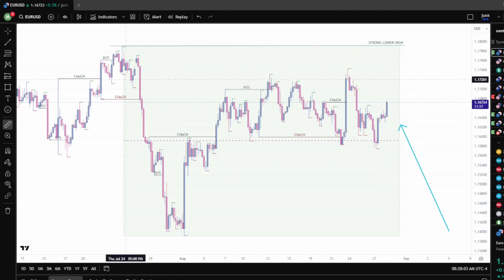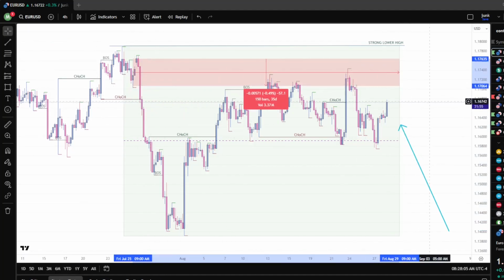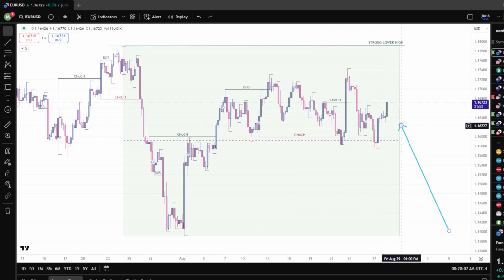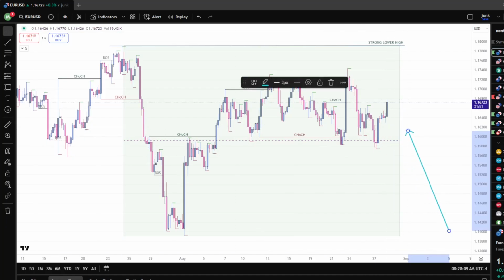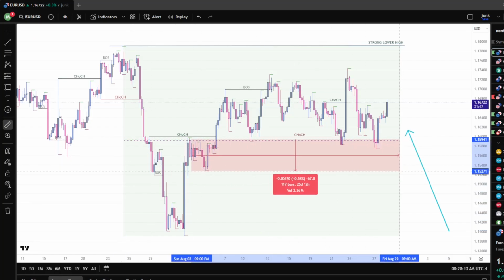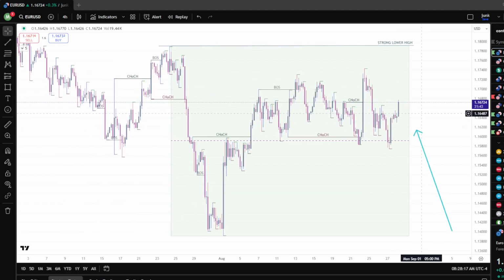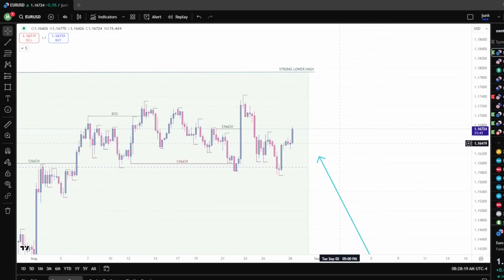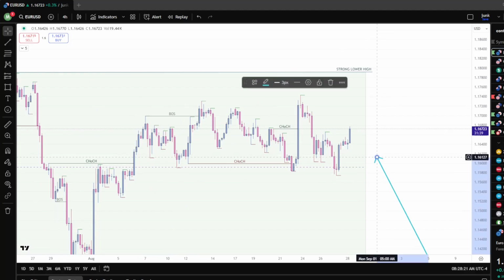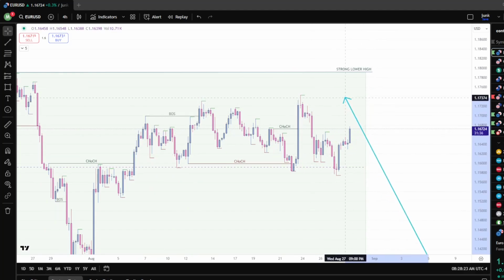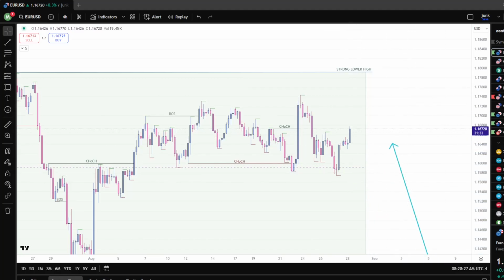reacted from this area of supply, and then formed in between this area of demand as prices continue to consolidate sideways. No real trend, no real opportunity to look for unless you do trade ranges, when it comes back up to the resistance, or when it comes down to support.